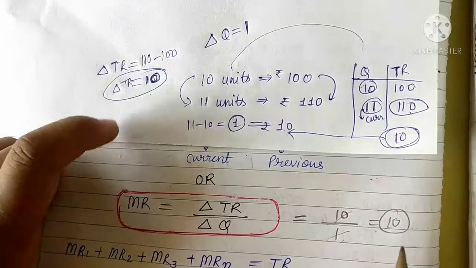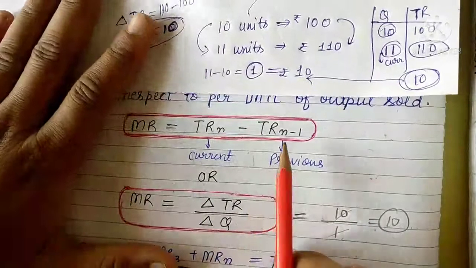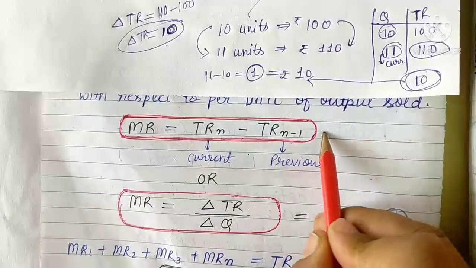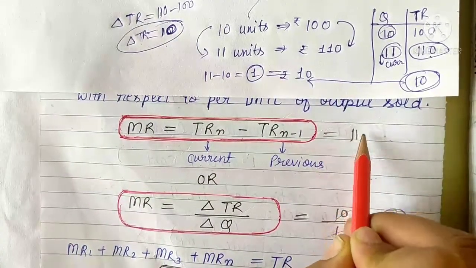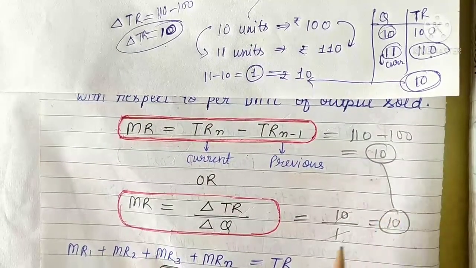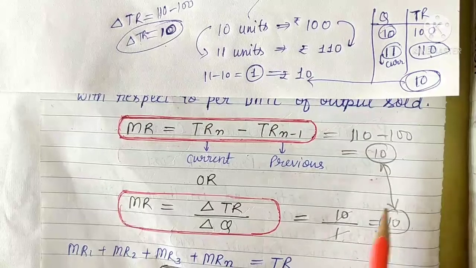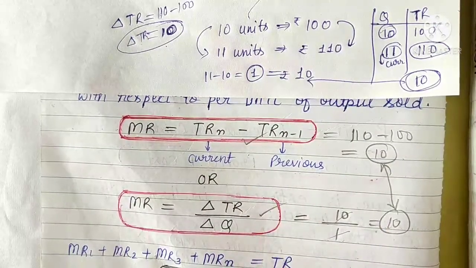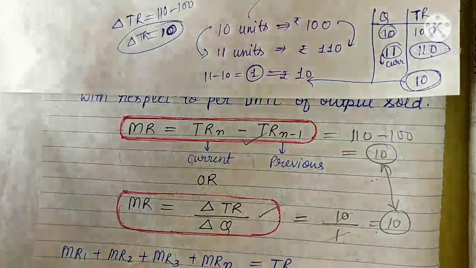So again see what came? 10 only. And from this formula also what answer came? 10 only. See here, 110 minus 100. So what answer came? 10. So from both the formulas the answer will remain the same. Either you can use this formula, or you can use this formula. Okay? Clear?